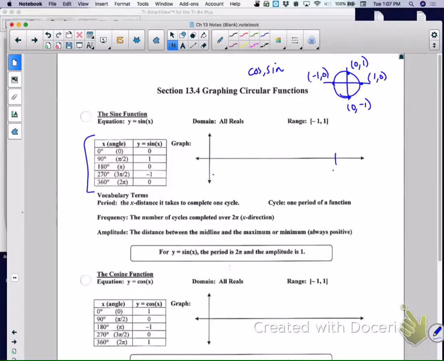So this would be 2 pi or 360, pi or 180, pi over 2 or 90, and 3 pi over 2 or 270. I like to do my graph like this just so I know that my increments are equal or equal-ish. I find that it's easier for me to make them somewhat equal that way. Here would be 1, here would be negative 1. So my angles in this case are my x, my y's are my actual sine values.